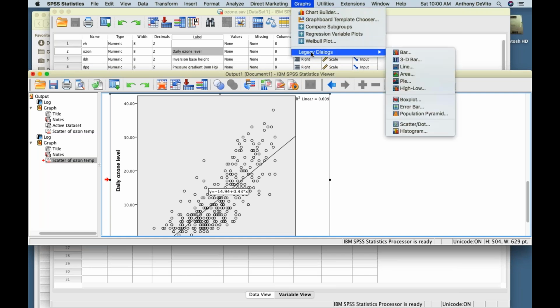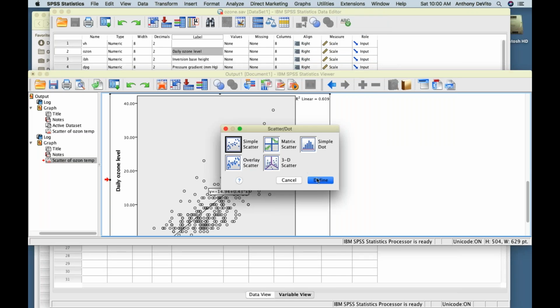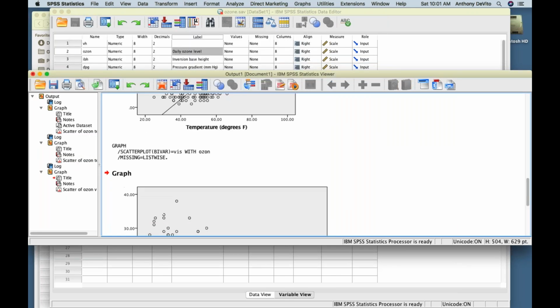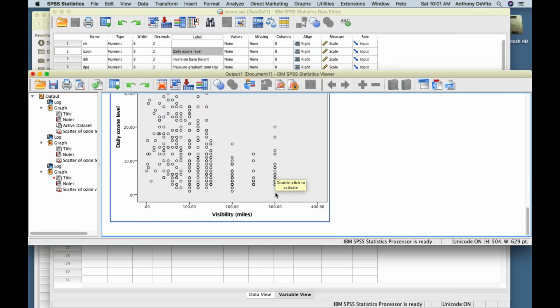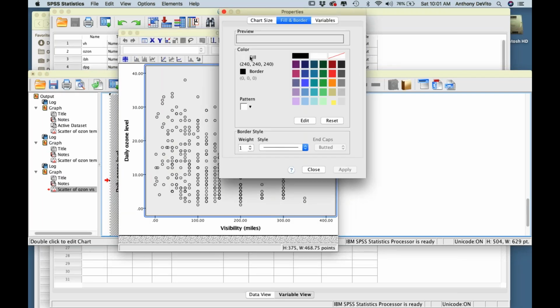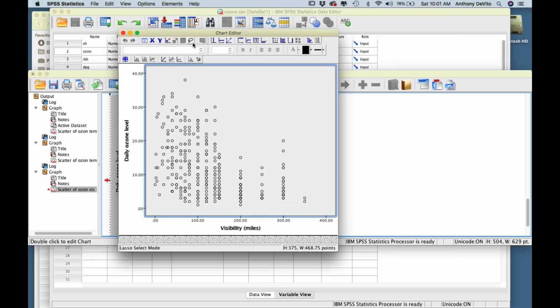Graphics, legacy dialogs, scatter plot. I can repeat this again, and instead of looking for an association with temperature, I can see, is there an association with the visibility? There's some numerical measure that they use for visibility, might be miles or something like that. Well, this one's a little bit more tenuous, right? Because first of all, it's grouped data. So let's see if we get a fit line here.